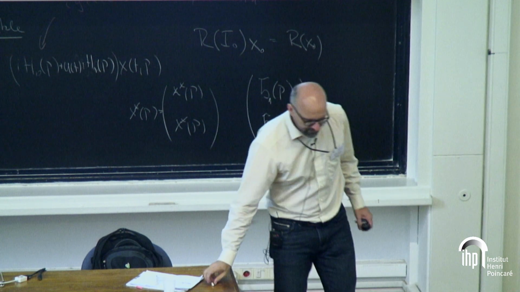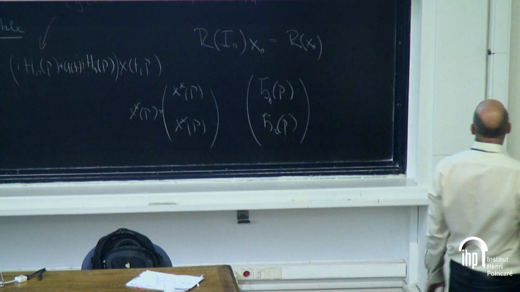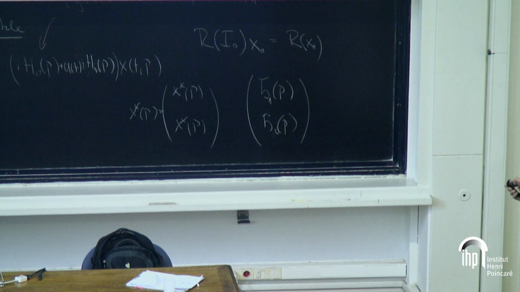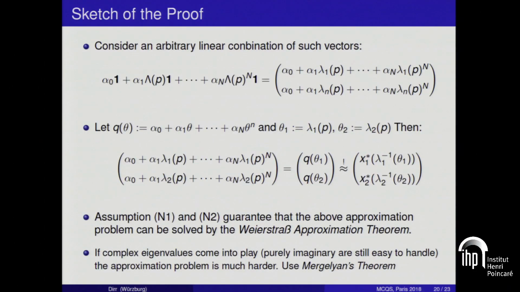But the assumptions on these eigenvalue curves allow you to invert these two maps, lambda 1 and lambda 2. And the inverse is certainly again continuous. So now this combination here and this combination, you get again a continuous function in theta 1 and theta 2. And now you have to solve this approximation problem.